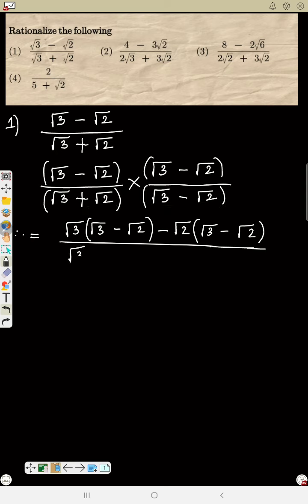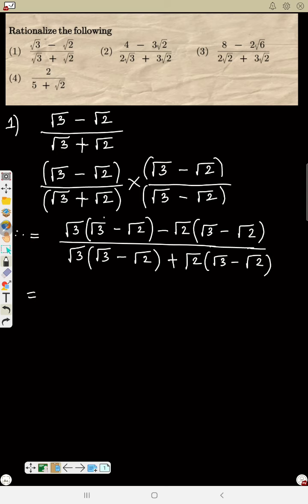That will be square root of 3 times square root of 3 minus square root of 2, that is this one, times this, then plus square root of 2 times this again. So square root of 2 times square root of 3 minus square root of 2. You can also use difference of two squares for this denominator, but I'm doing normal expansion.